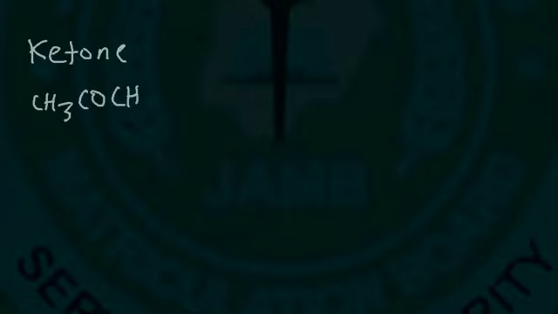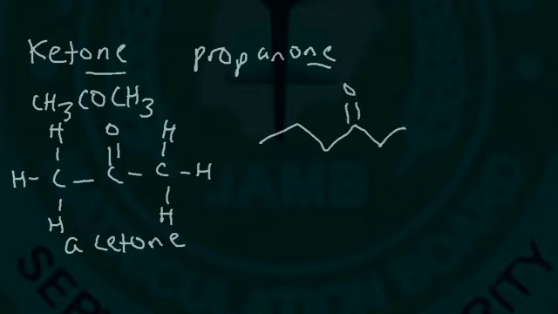The next substance you need to be familiar with is a ketone. Here's one example of a ketone. So if we draw the Lewis structure, the second carbon has a double bond oxygen to it. So this is known as acetone. That's the common name for a 3-carbon ketone. The IUPAC name is propanone. One for a ketone.